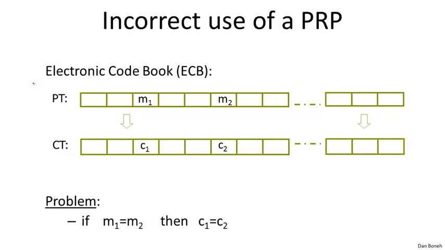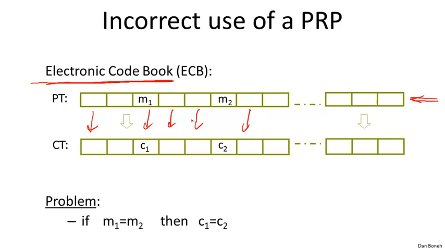So this mode of operation is called electronic codebook, and it works as follows. It's the first thing that comes to mind when you want to use a block cipher for encryption. What we do is we take our message, we break it into blocks, each block as big as the block cipher block. So in the case of AES, we would be breaking our message into 16-byte blocks. And then we encrypt each block separately.